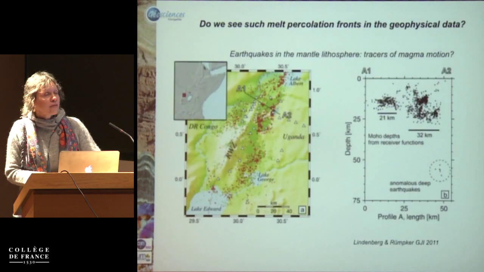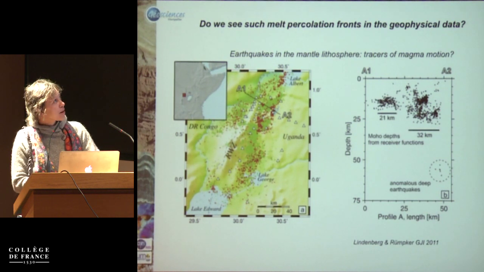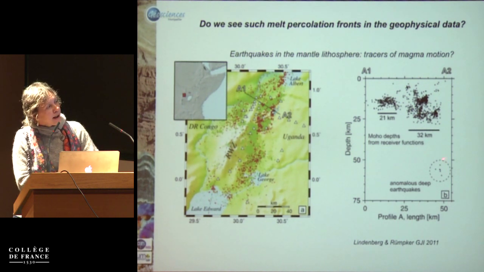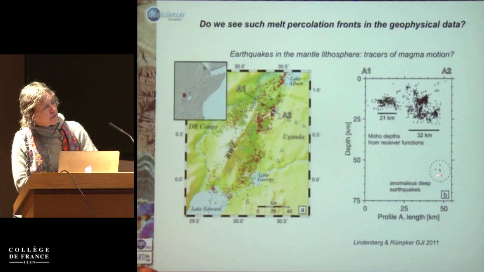Do you see any evidence of such melt percolation fronts in the geophysical data? There's not a lot. I found some. First here, we are in the western branch of the East African Rift. What Lindenberg and Wumpker have mapped here is an anomalous deep earthquake swarm that they interpreted as tracers of magma motion in the lithospheric mantle at depths of 60 to 65 kilometers.